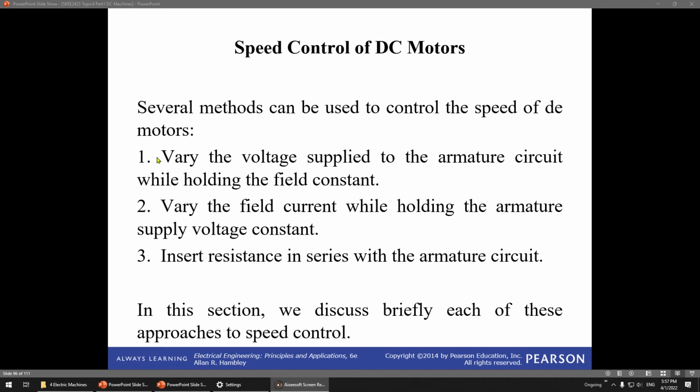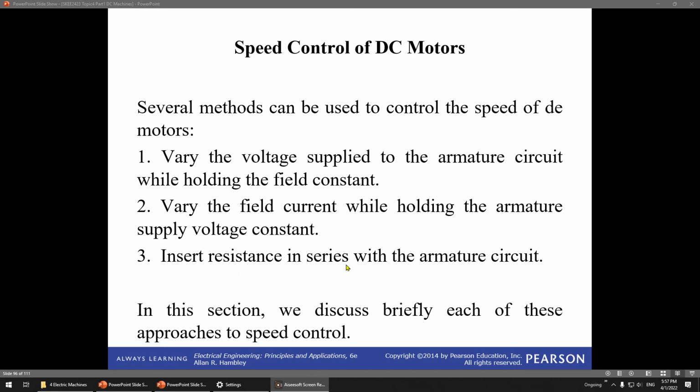So this one, I think this is the separately excited. This one is much more suitable for separately excited. And then vary the field current while holding the armature voltage supply. This one is also the same. Or insert a resistor in series with the armature circuit.